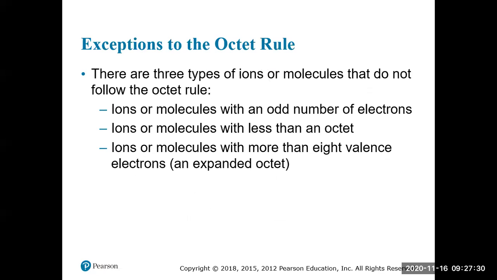As you can imagine, there are exceptions to the octet rule. There are three types of ions or molecules that don't follow the octet rule. Molecules with an odd number of electrons, molecules with less than an octet, and molecules with more than 8 valence electrons, which is called an expanded octet. We'll take a look at some of that here.